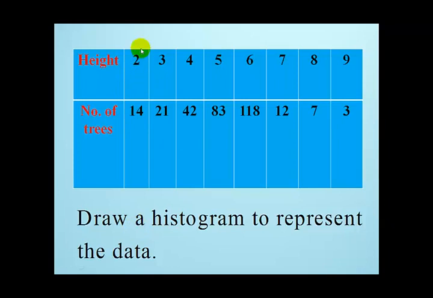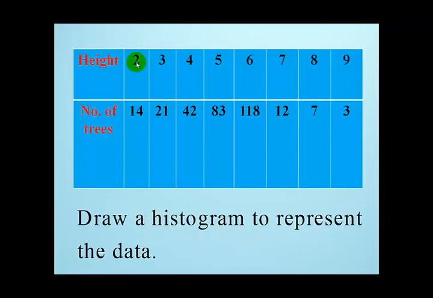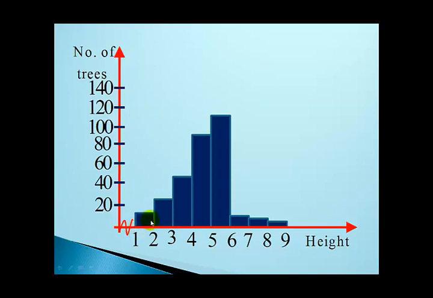The height starts from 2, and the number of trees, that's the frequency, is 14. So when the height is 2, the frequency is 14. We start from 1 and end at 2, and this region represents 2. From the table, the number of trees that has the height of 2 is 14. That means 2 corresponds to 14, so the first region corresponds to 14 on the frequency axis.